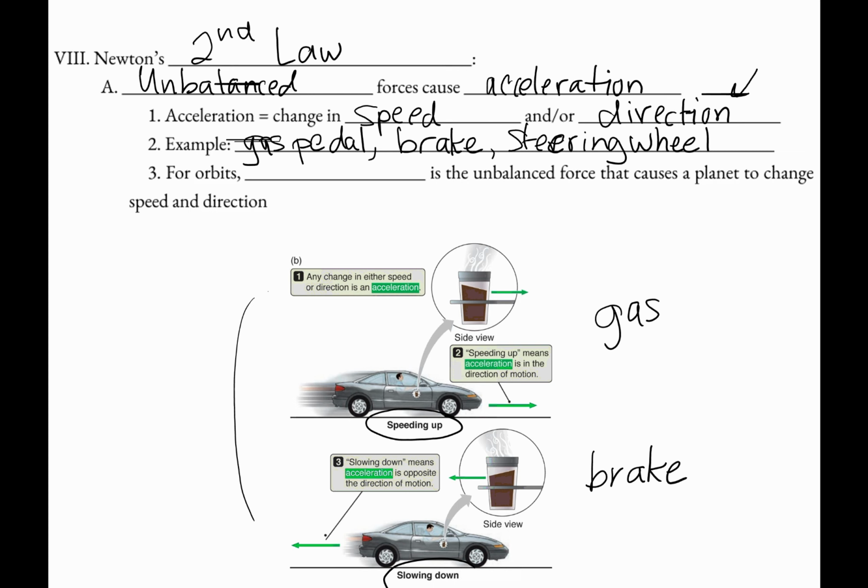Now let's go back to orbits. That's the whole point of all of this talk we've been doing about physics: how does it apply to orbits? For orbits, gravity is the accelerator. Gravity is the unbalanced force that causes a planet to change speed and direction, that causes it to accelerate, right? It's not the gas pedal or the brake for an orbit, it's gravity. The pull of gravity, the force of gravity, causes the planet's motion to change, to accelerate.